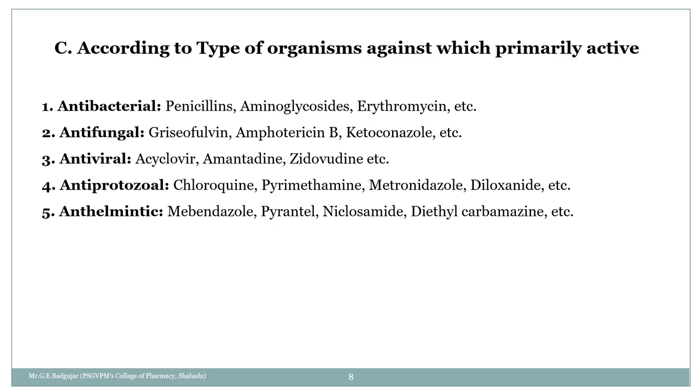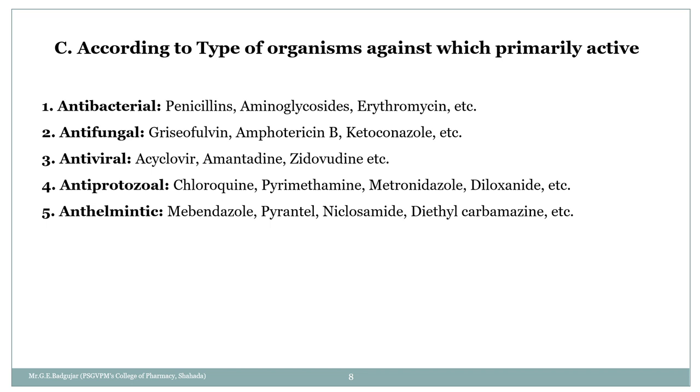We can also classify these drugs according to the type of organisms against which they are primarily active, like antibacterial agents, antifungal agents, antiviral agents, antiprotozoal, and anthelmintics. Antibacterials are effective against bacteria. Examples: penicillins, aminoglycosides, erythromycin. Antifungal agents are those used against fungal infections; griseofulvin, amphotericin B, ketoconazole are examples of antifungal agents.